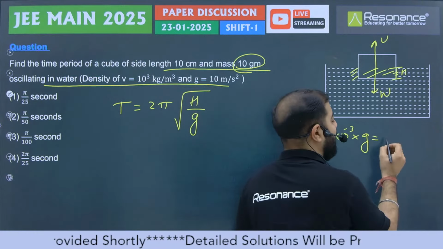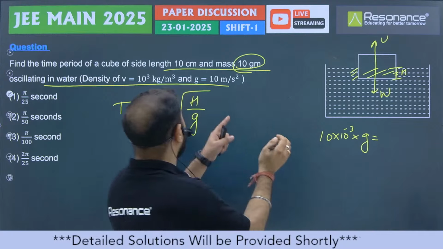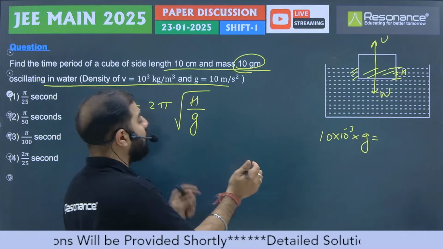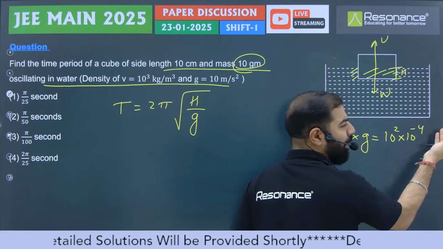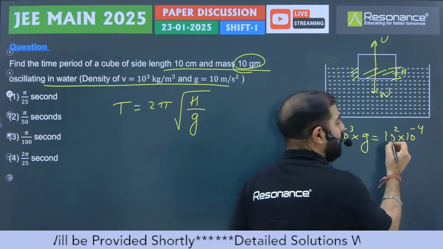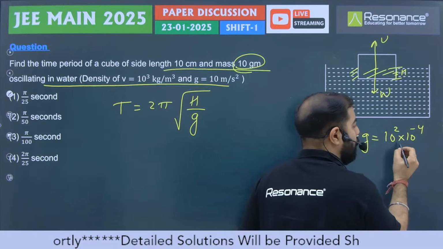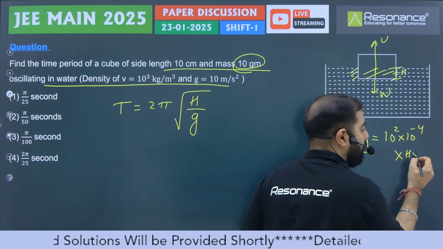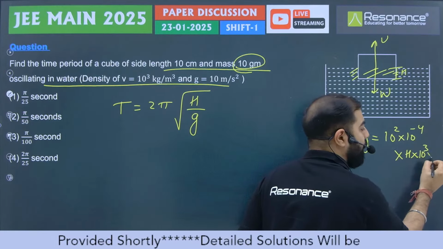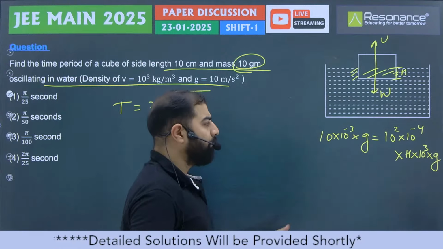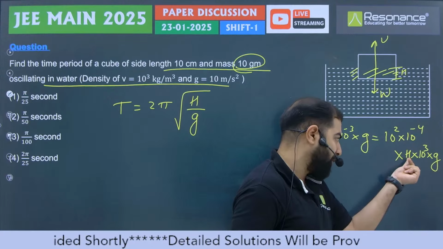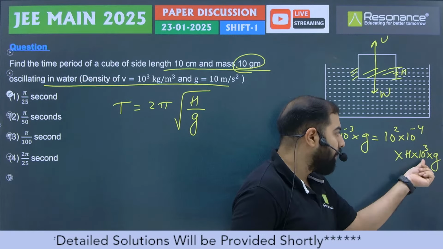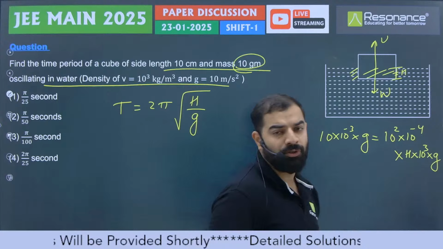So what is it? Let's say area. Area is what? 10 centimeter into 10 centimeter. It's a cube. So that's like 10 square into 10 to the power minus 4 centimeter to meter. Okay? This is into H. So area into height into density of the liquid into G. Is that okay? 10 square 10 to the power minus 4 is the area into H is the volume into density into G. Yes or no?